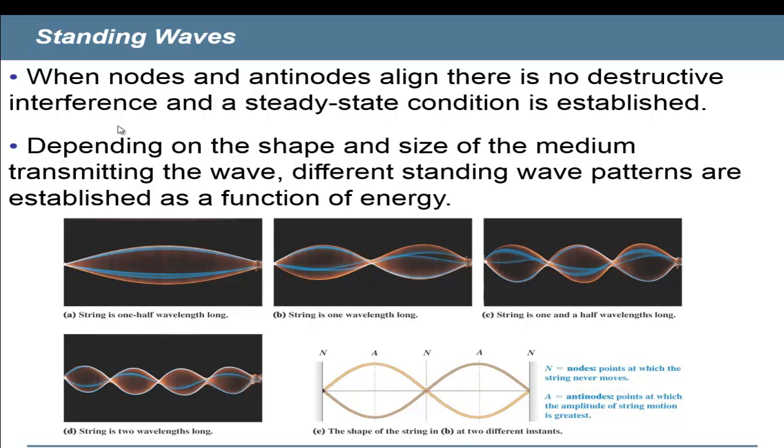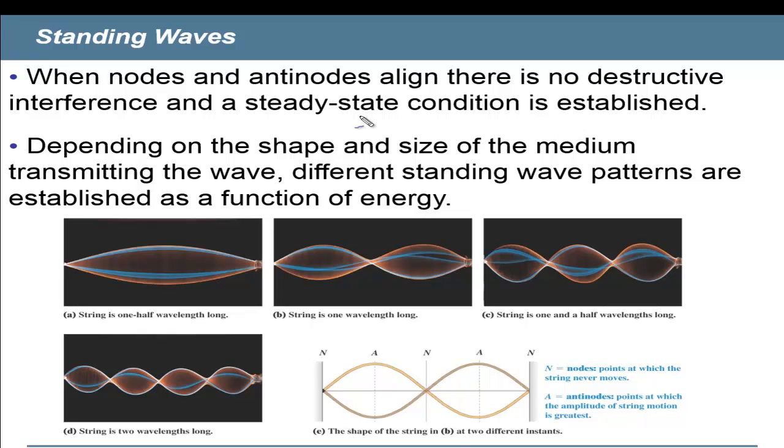So when the nodes and antinodes align, there's no destructive interference, which we'll talk about in a minute. And we have this steady state condition. Steady state means that it's constant in time. The state is steady, so time doesn't play a role. And depending on the shape and size of the medium that transmits the wave, we can get different standing wave patterns established as a function of the energy in the wave.